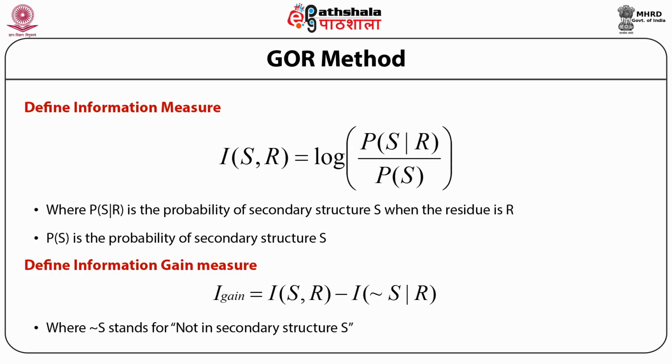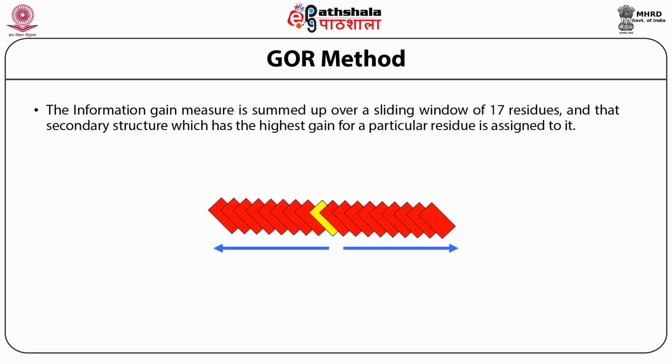So where I gain is S of R, saying that residue R coming in secondary structure S, minus the information where the residue R is not in the secondary structure S. So the difference between these two quantities is the so-called information gain. And then this information gain measure is summed up over a sliding window, this time of 17 residues, and the secondary structure assignment which gets the highest gain is assigned. So you do that for helix, for turn, for strand, and whichever value is highest, you simply assign that. So you just run through the protein like this.